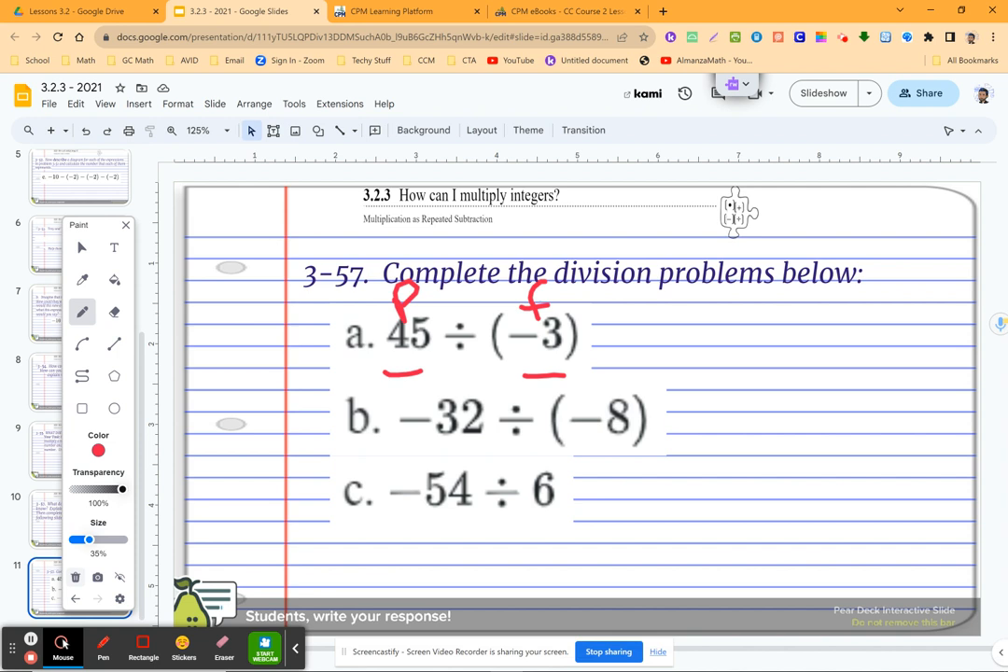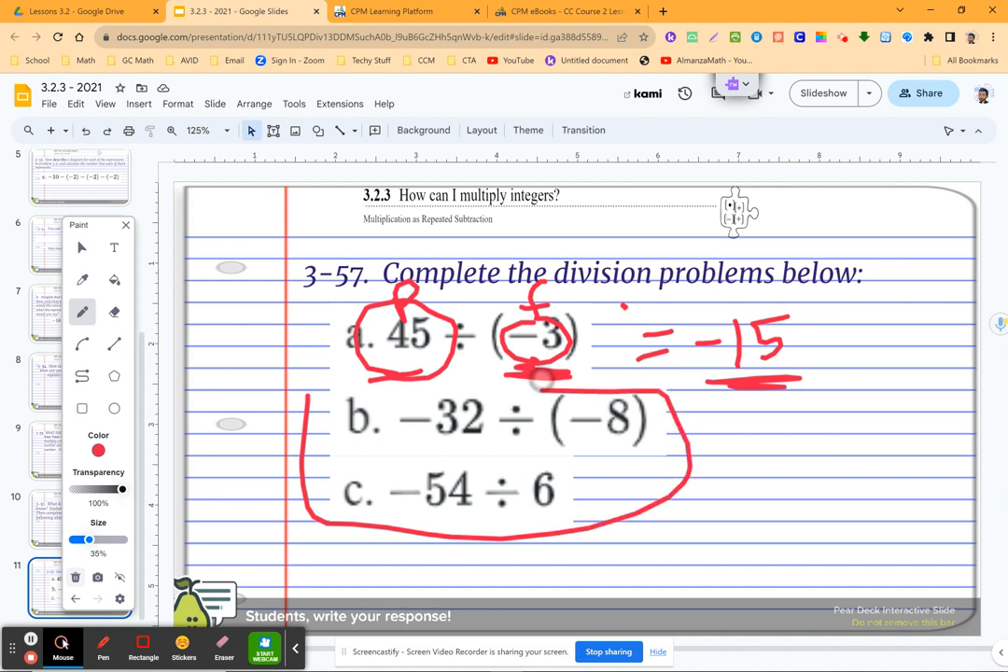So here we have -3 times -15 equals 45, because you have a negative number times a negative number giving you a positive number. Because what we just practiced was proof or evidence why a negative times a negative is a positive. Okay, so go ahead and finish B and C, and if you need help finishing those, please ask for help.